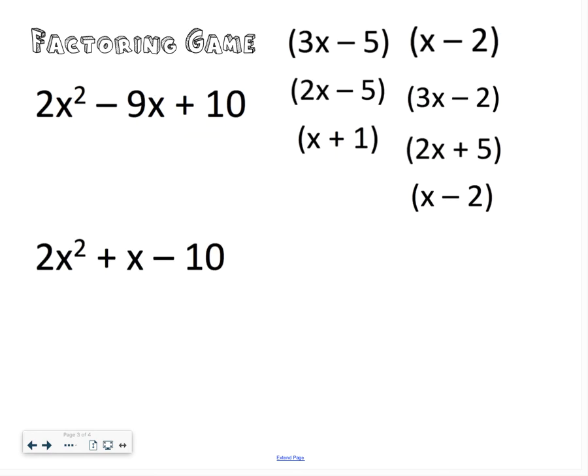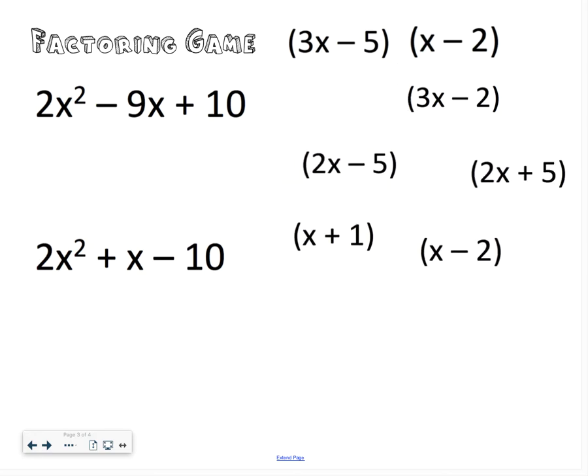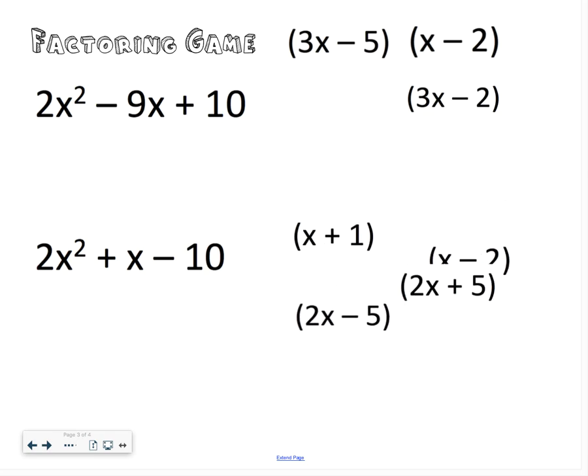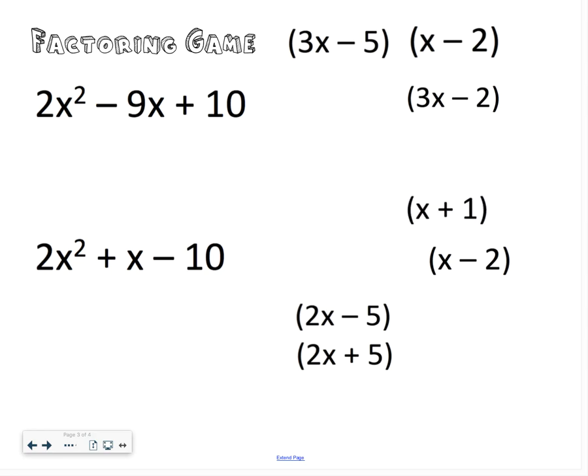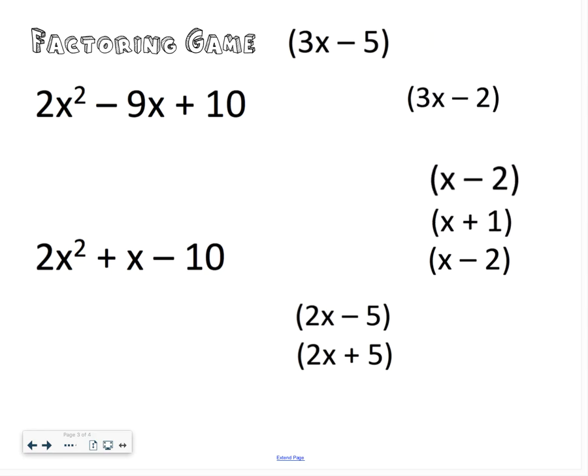So here's what our factoring game is going to look like. You're going to have lots of slips of paper. So these little guys will kind of move around as if they're my little slips of paper. And we can put them in different orders. So some people kind of like to organize. They like to put all their 2x's together, all of their x's together, all of their 3x's together. That's fine if you want to do that.